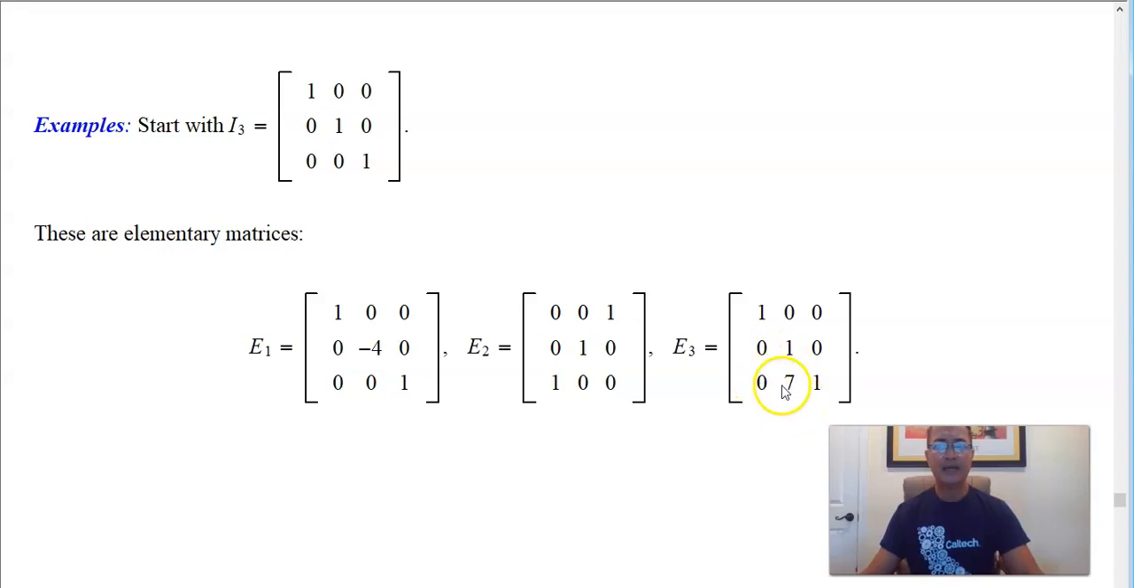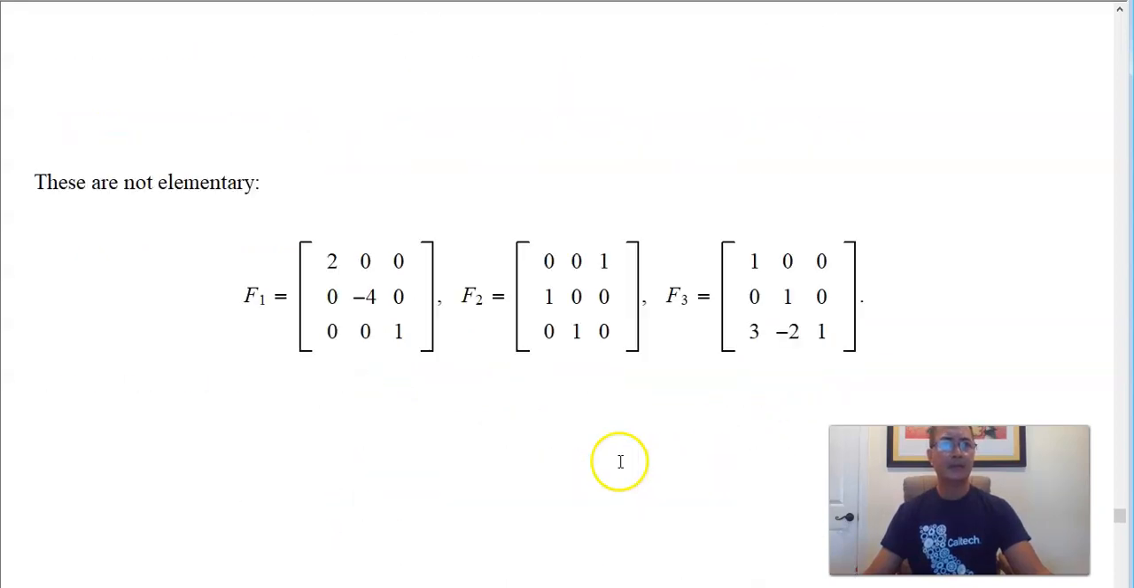How can we make that 7? It's not multiply row 3 by 7, because that would turn the 1 into a 7. No, the 7 is in the wrong place. So what do we have to do? That 7 has to come from row 2. So we will multiply row 2 by 7, and we will add it to row 3. So that is also an elementary matrix. Each of these is a separate type: type 1, type 2, and type 3.